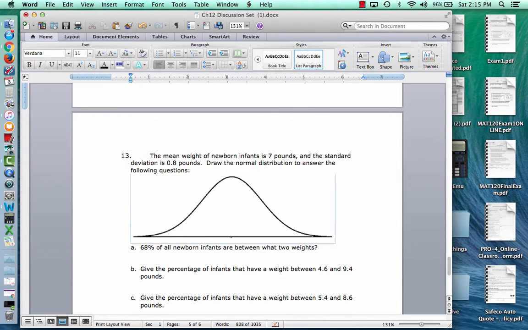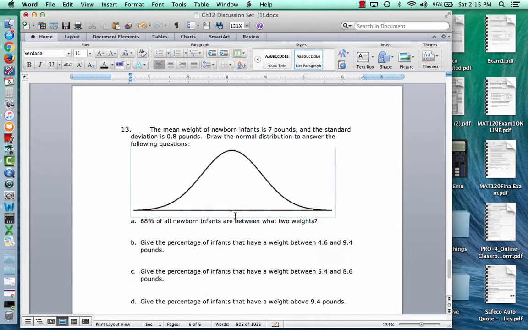Alright, number 13, it says the mean weight of newborn infants is 7 pounds and the standard deviation is 8.8 pounds. Draw a normal distribution to answer the following questions. So there's the 68, 95, 99.7 rule, which you're supposed to know: 68% of the data is within 1 standard deviation of the mean, 95% within 2, and 99.7% of the population is within 3. So when it asks for 68% is within what 2 weights, that's 1 standard deviation below to 1 standard deviation above. So 1 standard deviation below would be 6.2 pounds, and 1 standard deviation above would be 7.8 pounds.